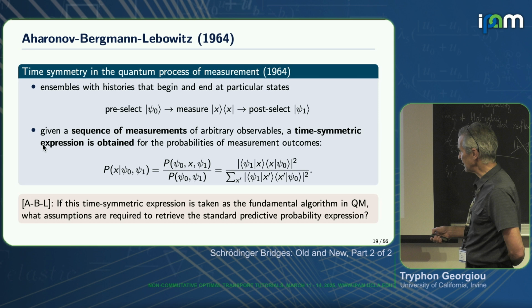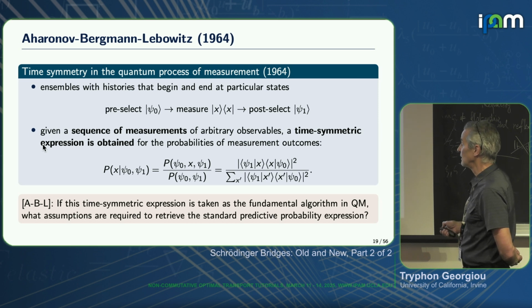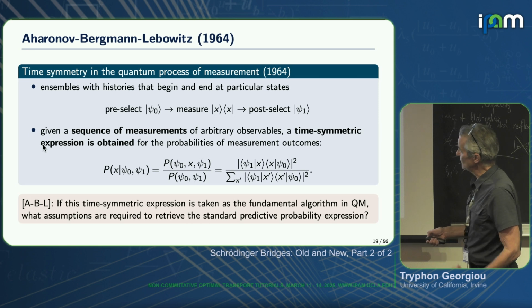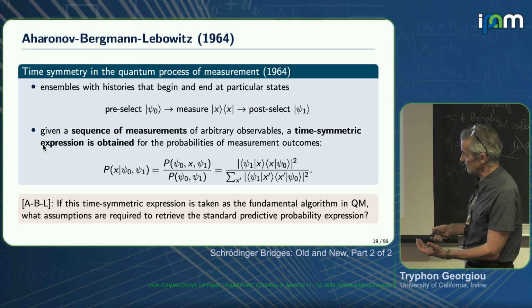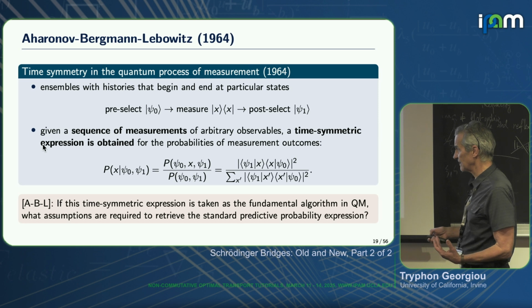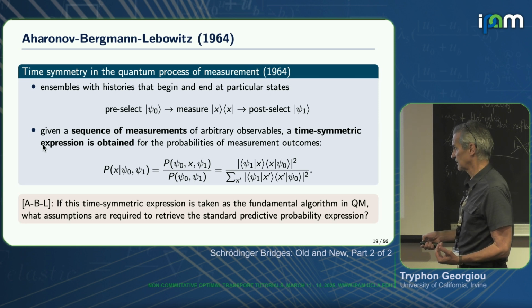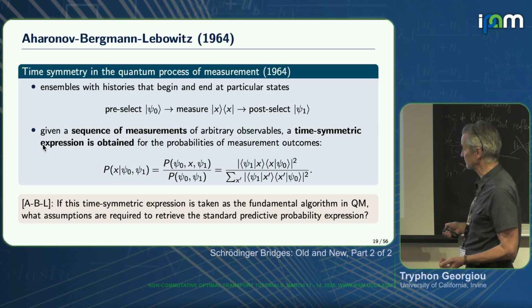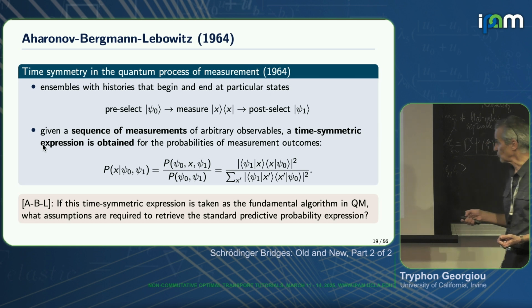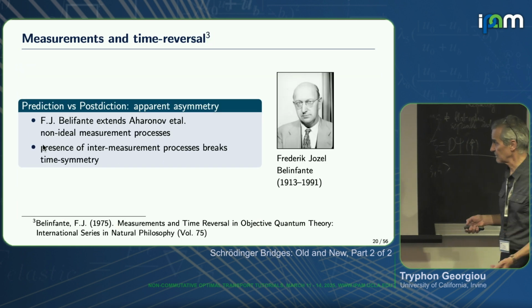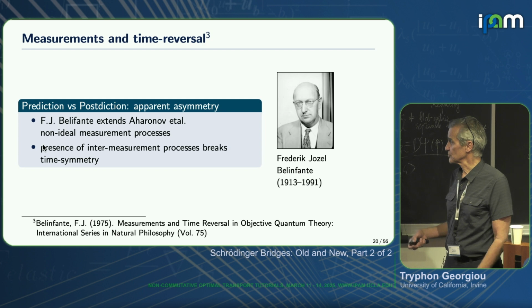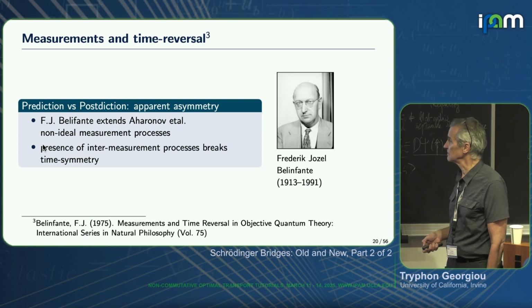This is time-symmetric. If this time-symmetric expression is taken as the fundamental algorithm of quantum mechanics, to some degree they restore time symmetry, but then on the other hand, they were worried about what assumptions are required to retrieve the standard predictive probability expression in quantum mechanics. So there were lots of questions that popped up. We'll see a little bit.